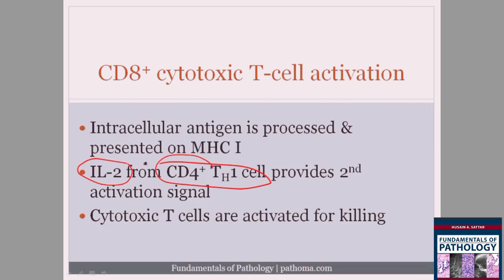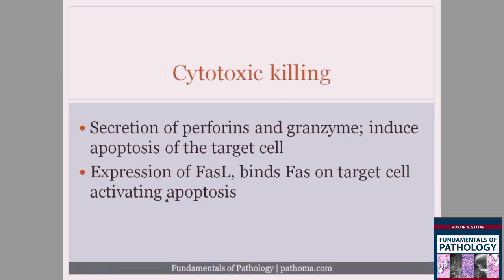Remember that the CD4 positive helper 1 subtype, the Th1 subtype, helps CD8 positive T cells, as I've already explained, and the IL-2 from the helper T cell allows for the second signal, allowing the CD8 positive T cells to become activated. Once the CD8 positive T cells are activated for killing, the way by which they kill the antigen is to actually kill the cell in which the antigen is present, and we've already talked about that when we talked about apoptosis.